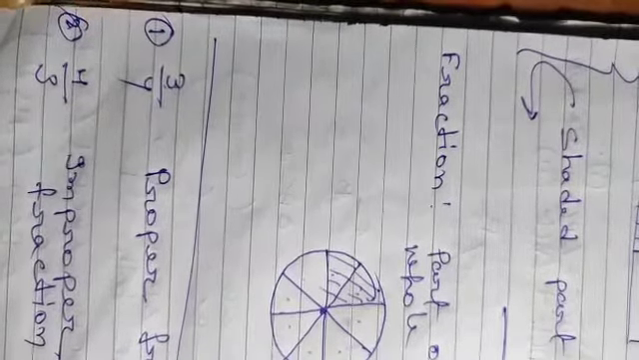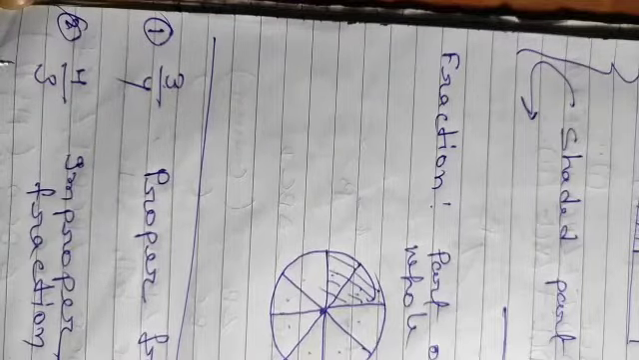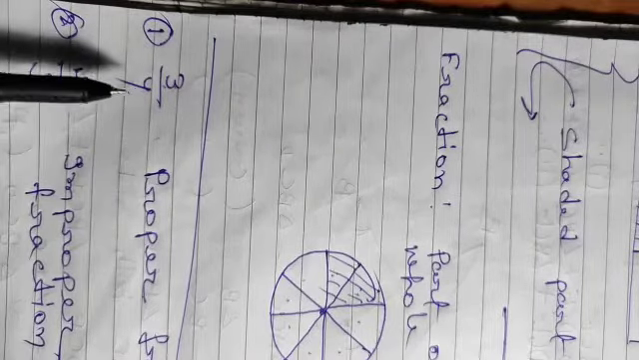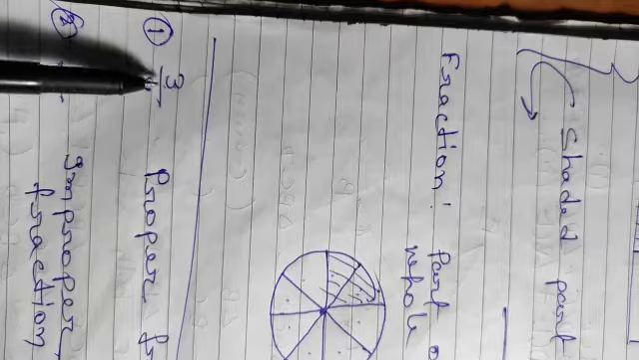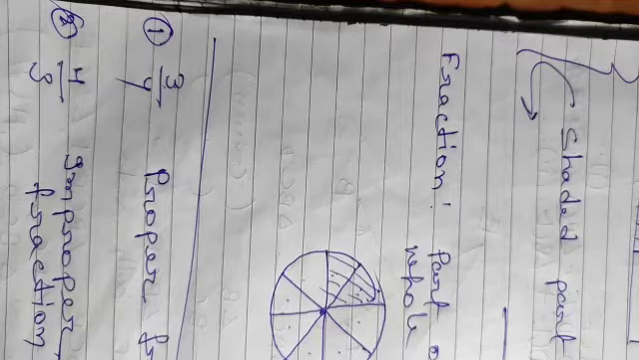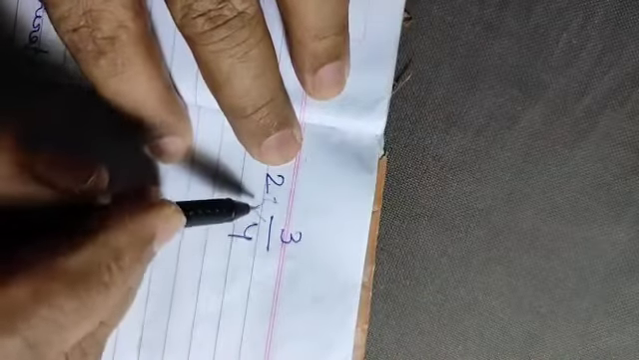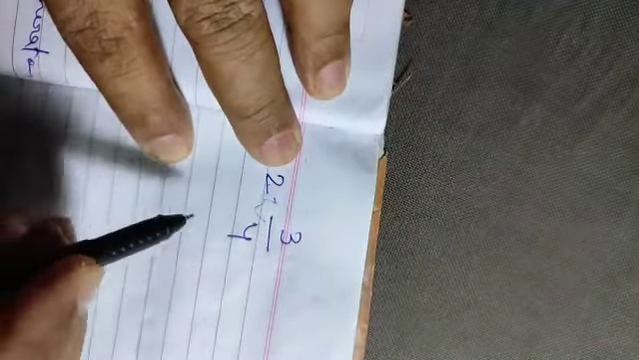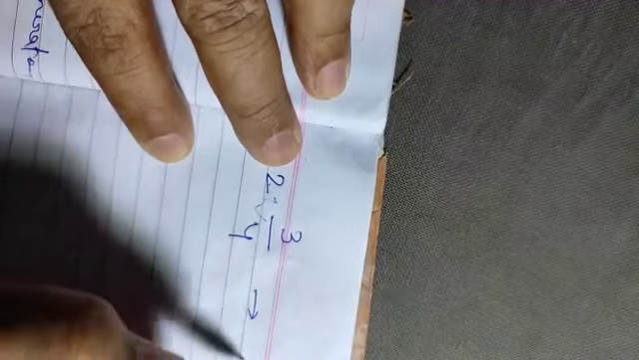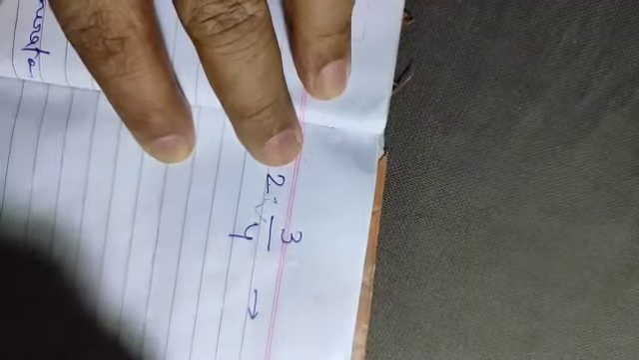So we have understood what a proper fraction is and what an improper fraction is. Proper fraction means the numerator is smaller than the denominator. Improper fraction, the numerator is greater than the denominator. And if I am writing like this, how do we read it? 2 whole 3 by 4 means 2 whole number is there and then a fraction is added. Such a fraction is called a mixed fraction.